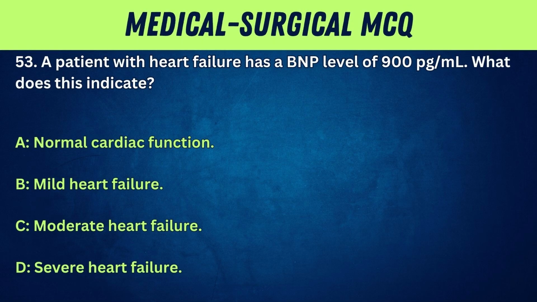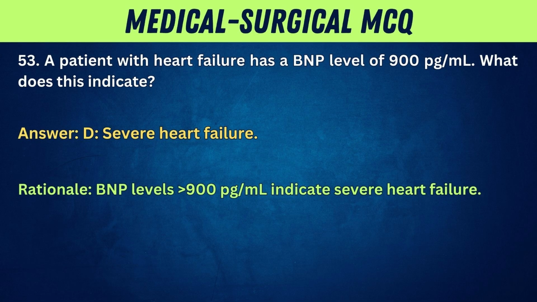53. A patient with heart failure has a BNP level of 900 pg/mL. What does this indicate? A. Normal cardiac function. B. Mild heart failure. C. Moderate heart failure. D. Severe heart failure. Answer: D. Severe heart failure. Rationale: BNP levels of 900 pg/mL or greater indicate severe heart failure.